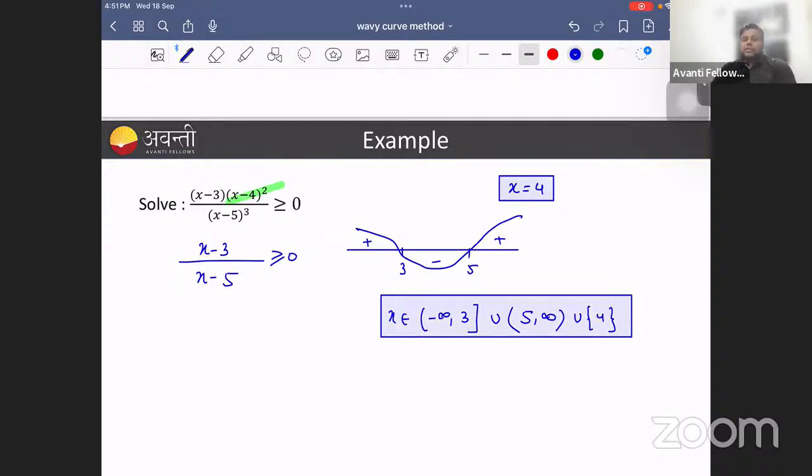Everybody who got the correct answer, type yes in the chat box.